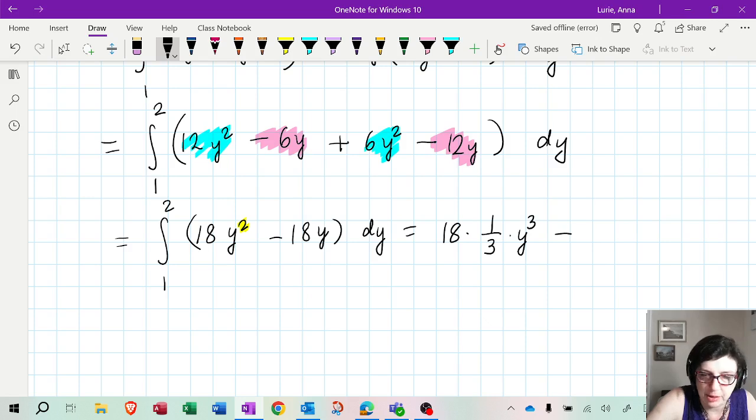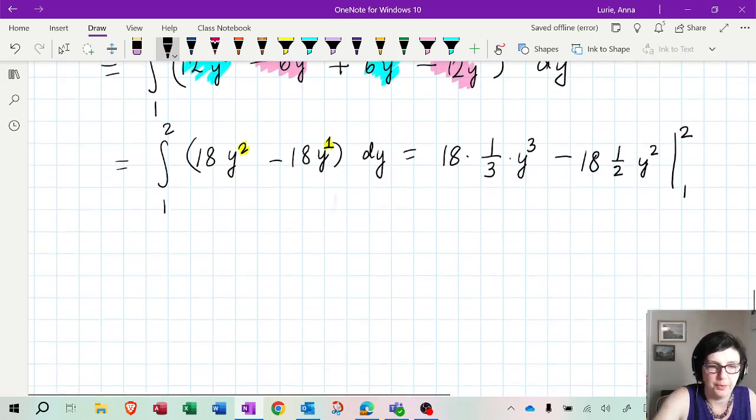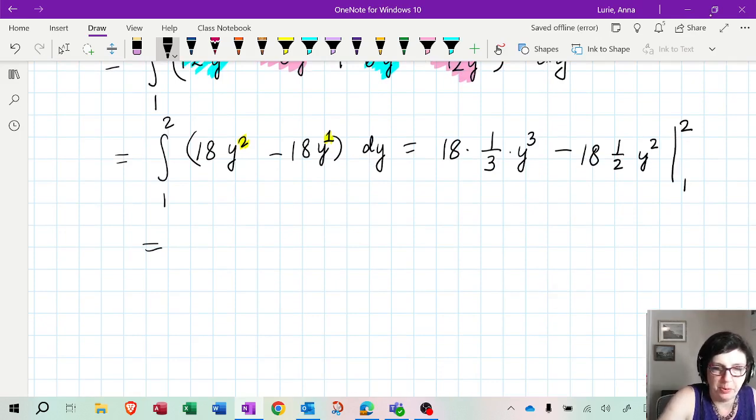Okay, and then minus 18. Now y is the same as y to the power 1. Okay, so that's going to become y to the power 2 when we add 1. And then again, we divide by 2, which means the same thing as multiplying by 1/2. Okay, and again, now we can draw the vertical slash, put the bottom limit and the top limit over here. Okay, so let's see if we can simplify a little bit. 18 divided by 3 is 6. And then 18 divided by 2 is 9. And now we're ready to substitute the limits.